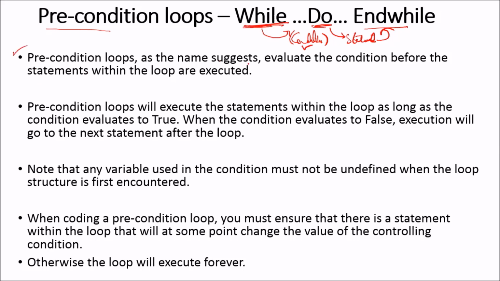Now, the precondition loops, as the name suggests, evaluate the condition before the statements within the loop are executed. The precondition loop will execute the statements within the loop as long as the condition evaluates true. Now, it's totally opposite of repeat until. If the condition is true, it will go inside the loop. If the condition is false, it's going to terminate the loop. Whereas in repeat until, it was totally opposite. Note that any variable used in the condition must not be undefined when the loop structure is first encountered. So your variable or the criteria condition, whatever is being used, needs to be defined.